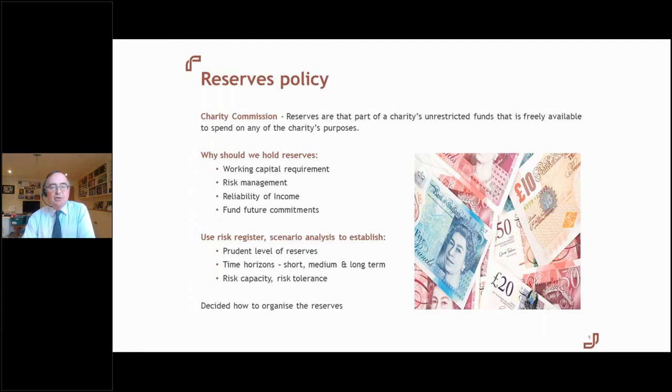Now, the risk register, the scenario analysis, will help you establish what your long and short-term reserves are, and possibly even some medium-term reserves. And it will also help you focus on what your risk capacity is. So that's how much risk you can take. If you're looking after very vulnerable individuals, for example, you probably have less risk capacity than a charity looking after sort of arts foundations and things like that. And then, of course, your risk tolerance is the risk that you, the trustees, as a body, feel appropriate for an organisation of your type.